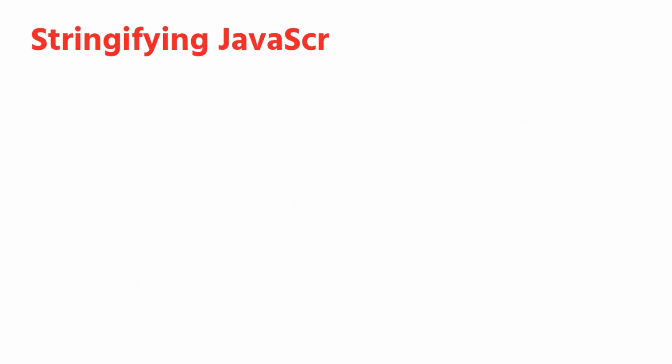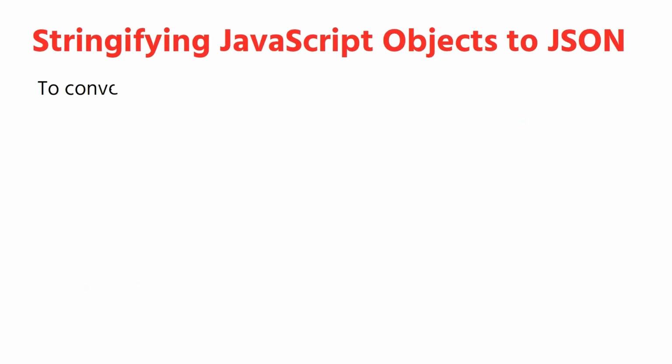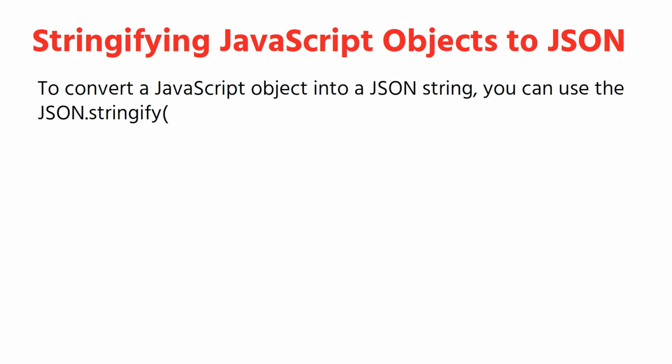Stringifying JavaScript objects to JSON. To convert a JavaScript object into a JSON string, you can use the JSON.stringify method.